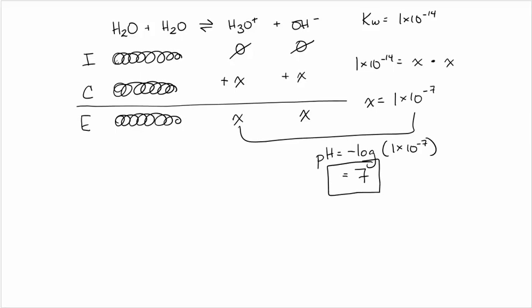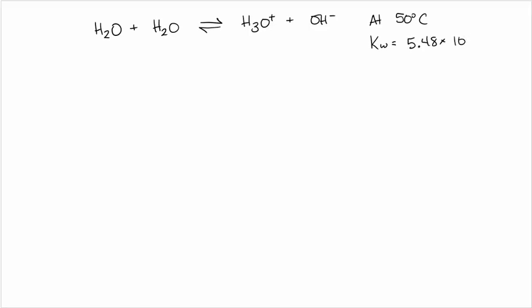Now, this, in my humble opinion, is where things get a little bit trippy. This equilibrium is either endothermic or exothermic. Let's Le Chatelier it in order to figure out if the equilibrium is endothermic or exothermic. So here's our equilibrium again. Water autoionizing with itself to form hydronium and hydroxide. And we'll be at 50 degrees Celsius. KW is equal to 5.48 times 10 to the minus 14th.